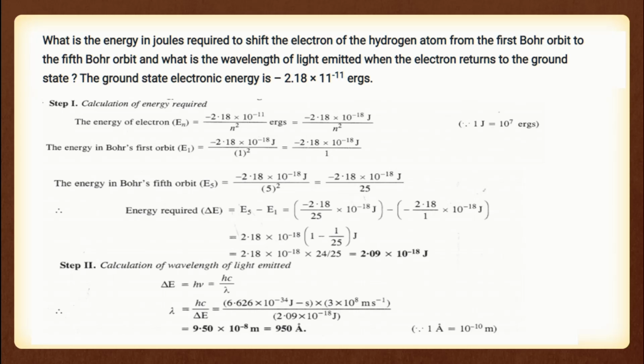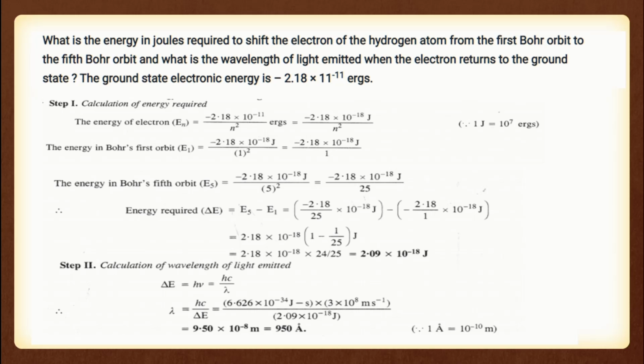So the energy required delta E is equal to E5 minus E1, which is equal to minus 2.18 by 25 into 10 power minus 18 joules minus of minus 2.18 by 1 into 10 power minus 18 joules. This is equal to 2.18 into 10 power minus 18 into 24 by 25, which is equal to 2.09 into 10 power minus 18 joules.